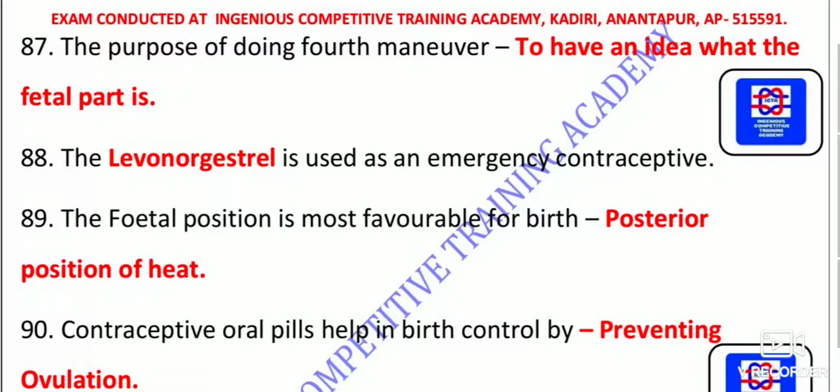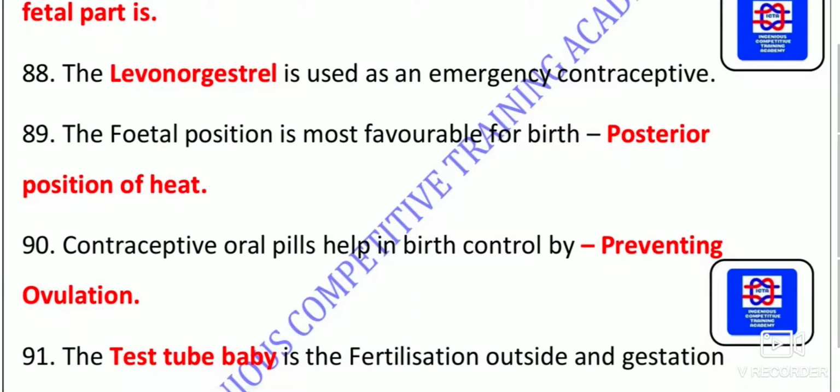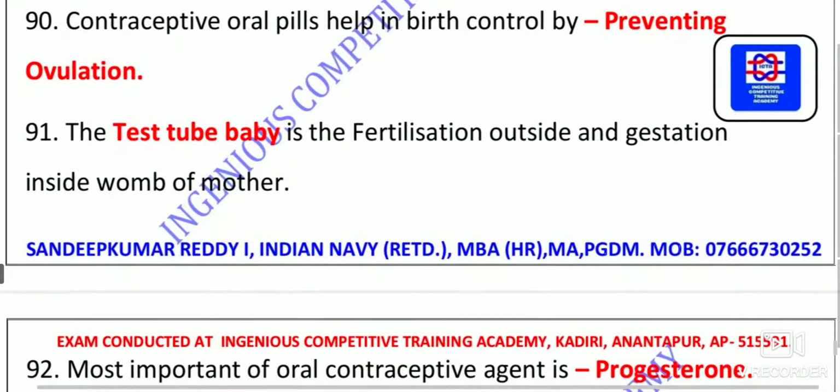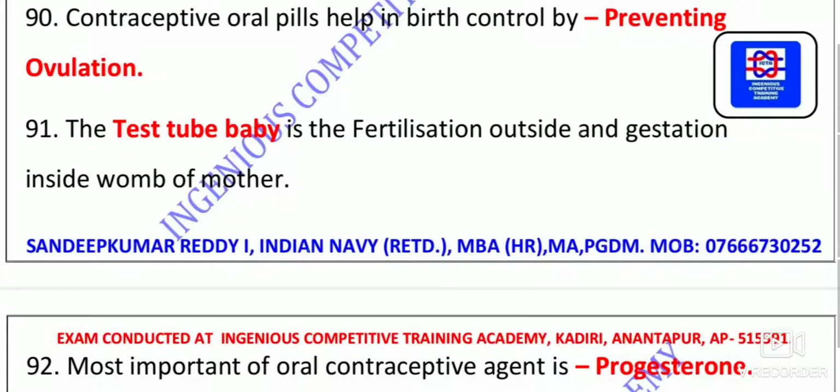Next we have levonorgestrel, which is used as an emergency contraceptive. We have next, the fetal position most favorable for birth, that is the posterior position of the head. This is what exactly you have to remember. Contraceptive oral pills help in birth control by preventing ovulation. Test tube baby is fertilization outside and gestation inside the womb of the mother, which is exactly to be remembered.